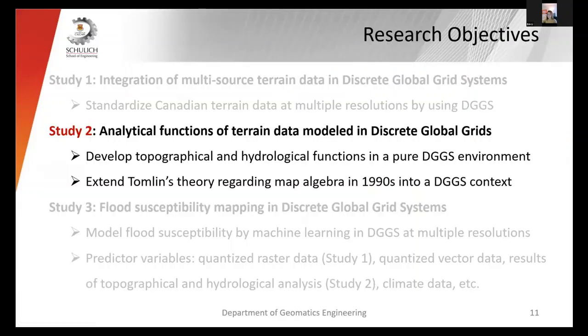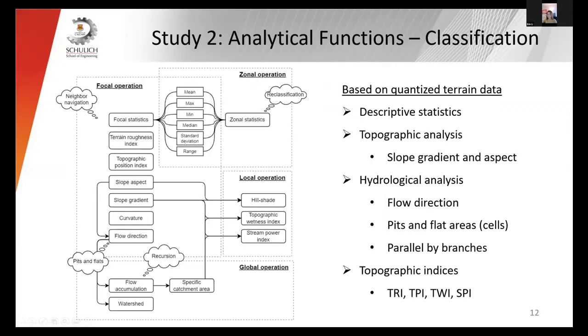So the second study is to develop analytical functions based on terrain data modeling in DGGS. We also extend Tomlin's theory regarding map algebra, proposed in the 1990s, into a DGGS context. So here are all the functions we've been developing in the DGGS, and I generally classify them into 4 categories.